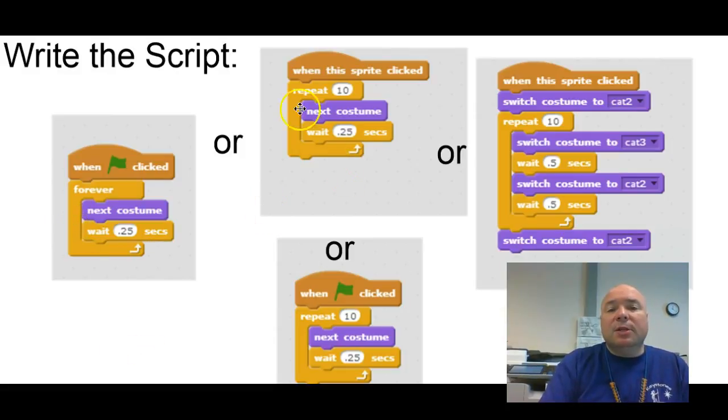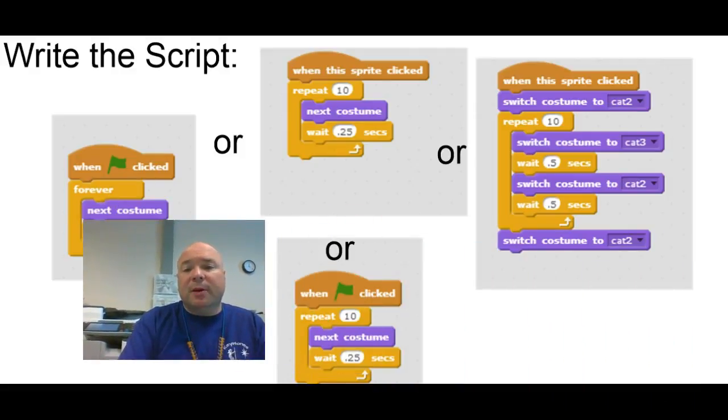The other thing you could do is use the when sprite clicked animation. Maybe you have more than one sprite on there and you want to control the animations. That way you click on different sprites and different animations occur. Or you could have a repeat such that it's only repeating a certain number of times. Let's say it only repeats 10 times and the animation stops, rather than repeating forever.